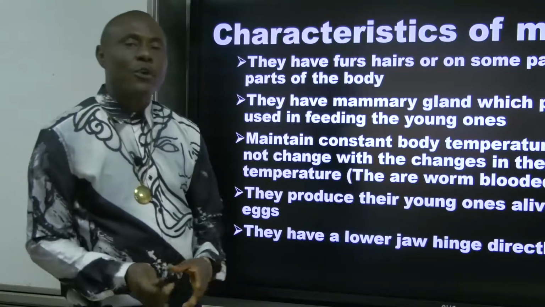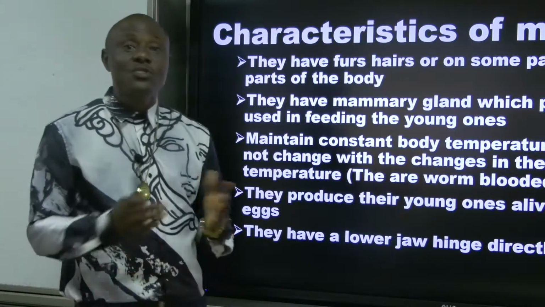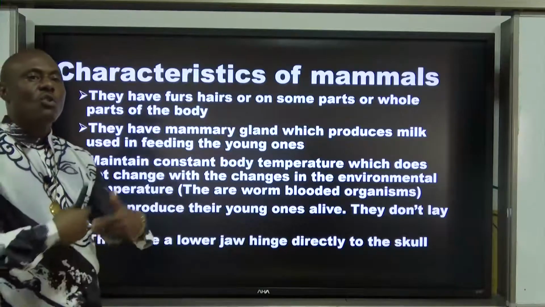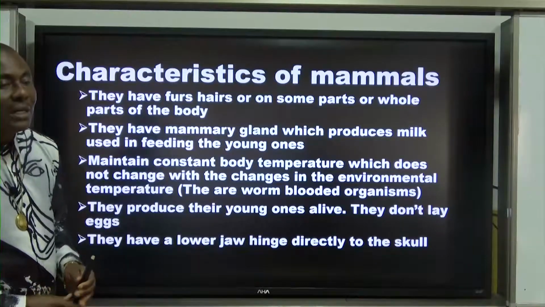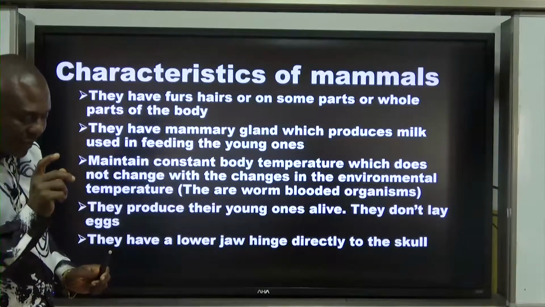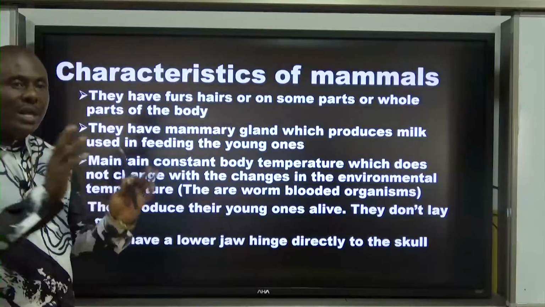It is different from amphibians, and also different from reptiles, where you have the disjointed jaw. But in the case of mammals, their lower jaw is connected directly to their skull. These are the characteristics that you will see in an organism. By the time you identify these characteristics, you conclude that this organism is a mammal.